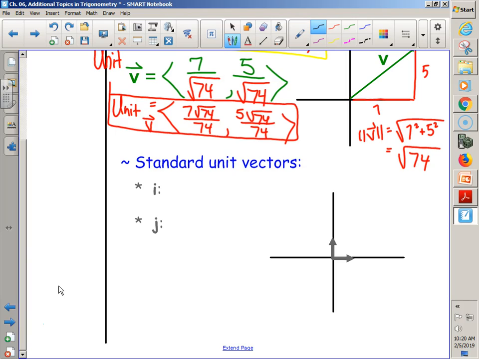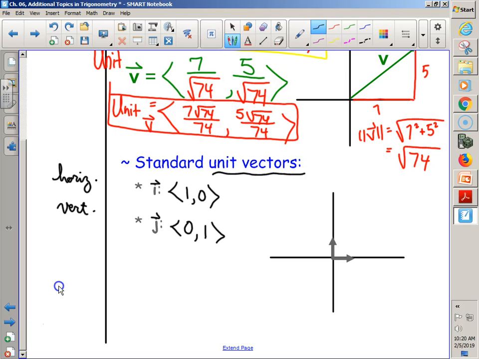Okay, speaking of unit vectors, little guys with a length of 1, there are actually 2 special ones. We give special names to 2 unit vectors. I put little arrows above just because we can't do bold, remember? i is the unit vector <1, 0>, just going right 1 and that's it. And j is the special unit vector <0, 1>. You can call i the special horizontal unit vector, and you can call j the special vertical unit vector.